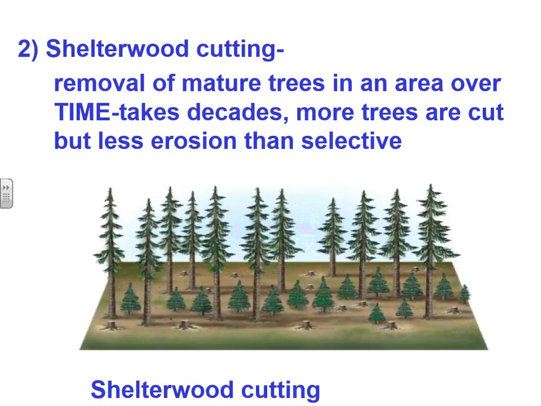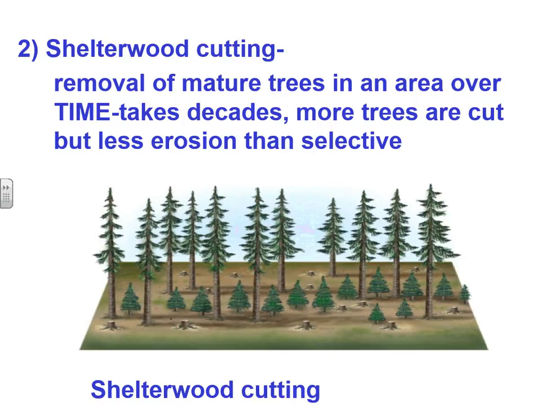And shelter wood cutting is going to take time. So this is a process that happens over a period of decades. So that's the way that you can kind of remember this one compared to the other one. But it says the removal of mature trees in an area over time. More trees are cut than in selective cutting. But it's better for the environment than the next 2 ways that we're going to look at.